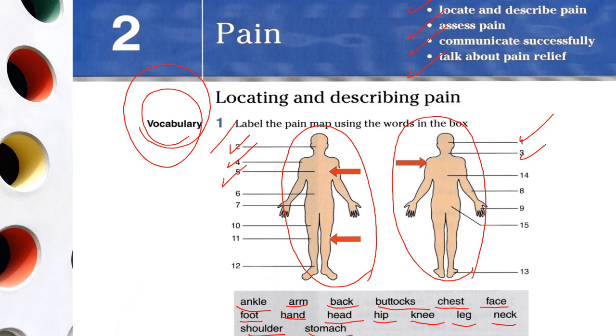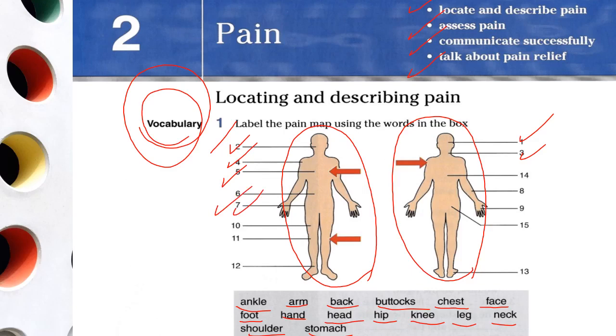The CH at the beginning of an English word should be pronounced with the ch sound. Okay, so we say chest, chest. Okay, number 6 is, yes, that's right, stomach. Number 7 is hip. Thank you so much, because this is the front of the human body.